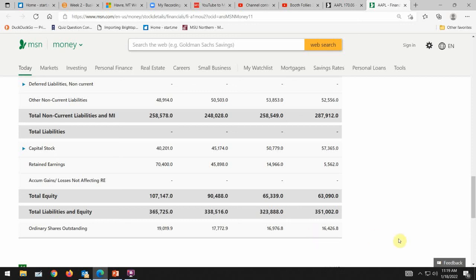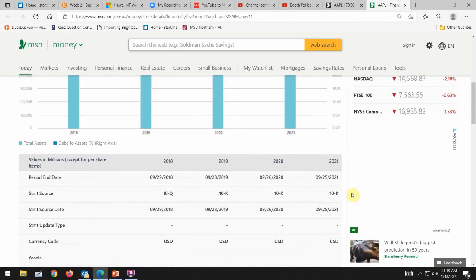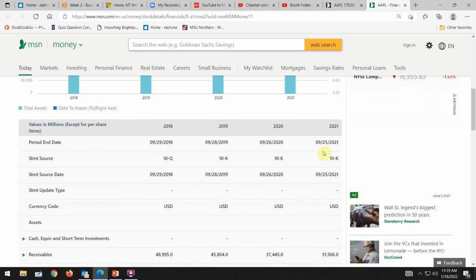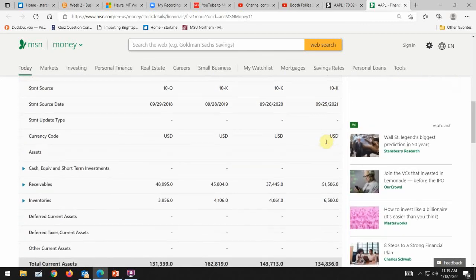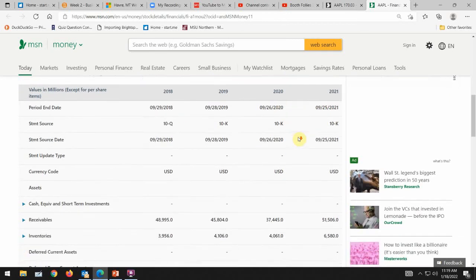And yet the market believes that Apple's worth $2.78 trillion. Quite a discrepancy, right? I mean, what is that? That's 50 times difference, something like that. That's as of 9/25. Looks like that might be their year end, 9/25 of 21. It's kind of interesting for a different year end.